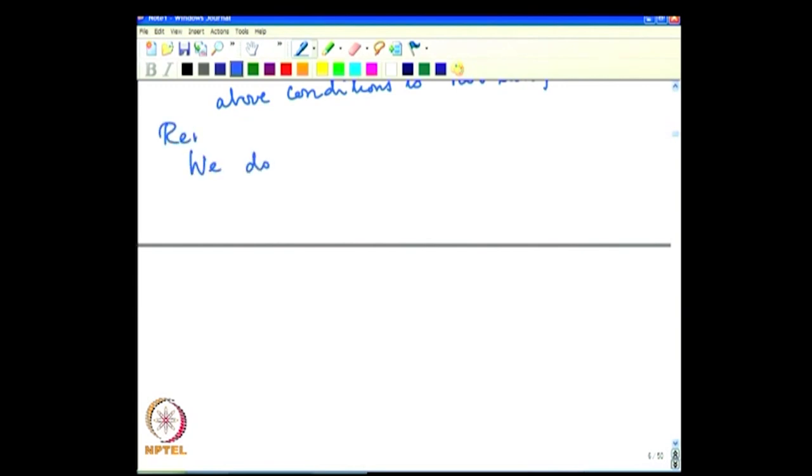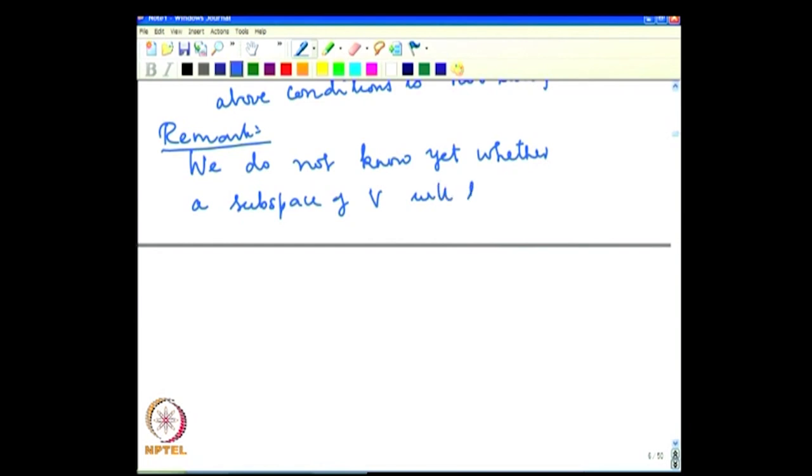So, this we will call a remark. We do not know yet whether a subspace of the V will have a basis. Now, we must remember that V can be thought of as a subspace of itself, and therefore, we can talk of the notion of a basis for V, and therefore, we do not know yet whether V has a basis.